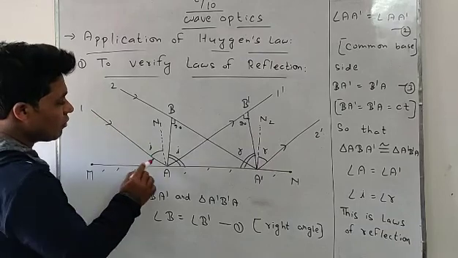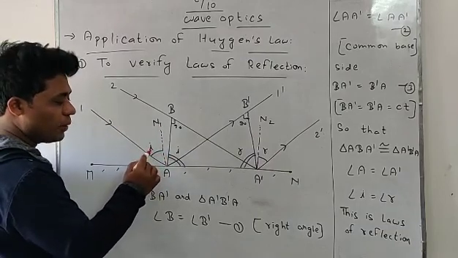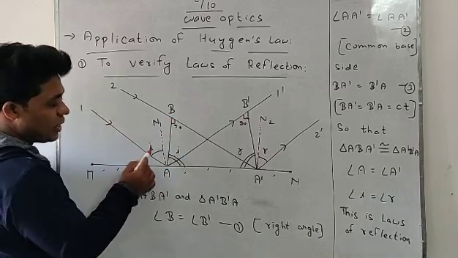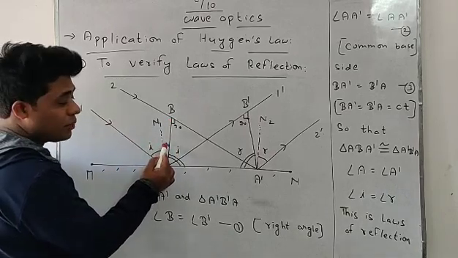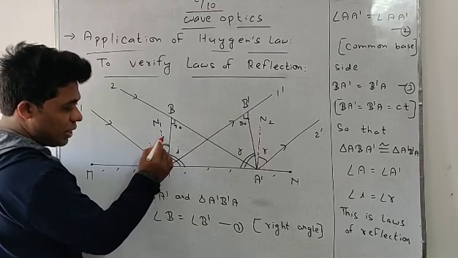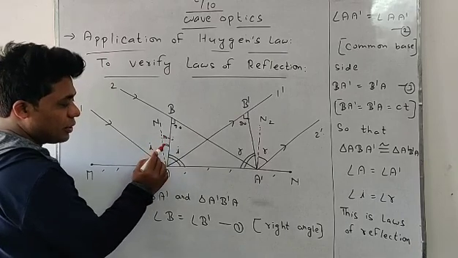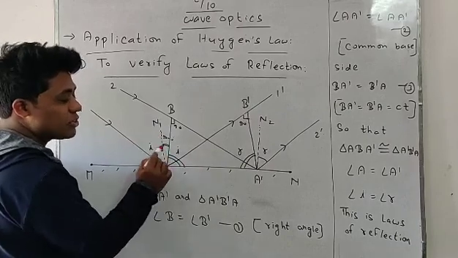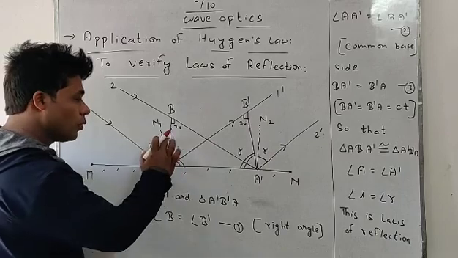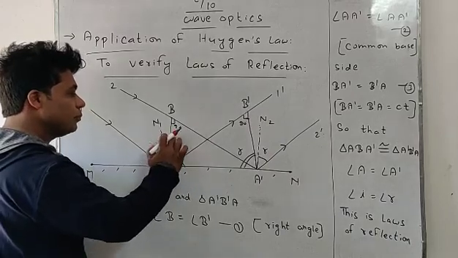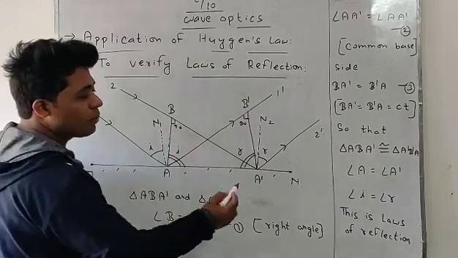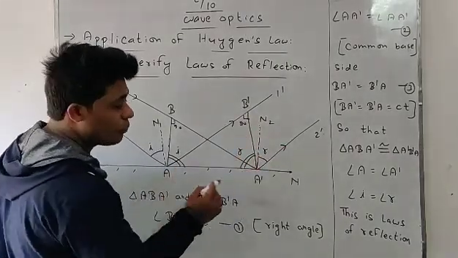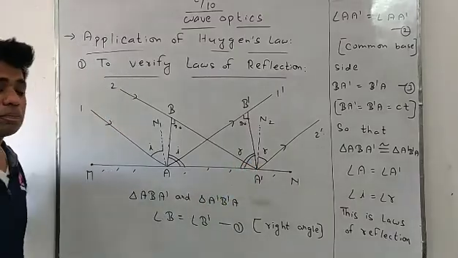The angle between the incident ray and the normal is called the angle of incidence I. This angle is 90. If this is I, this will be 90 minus I. This angle is 90 minus I. This one is again 90. If this is 90 minus I, the remaining will be I. So we can say this is the angle of incidence. Similarly, the angle between the normal and the reflected ray is called the angle of reflection R. So this is also the angle of reflection R.